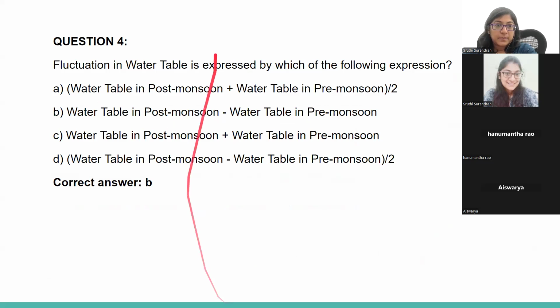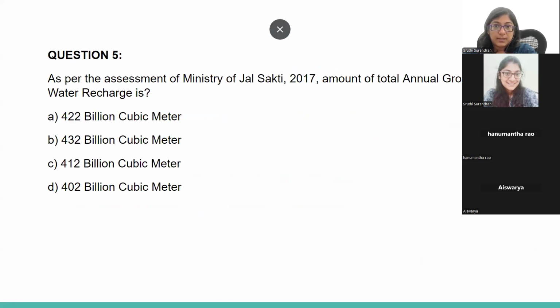Moving on. As per the assessment of the Ministry of Jal Shakti 2017, what is the amount of total annual groundwater recharge that has occurred? Again, this is something you'll only know if you've gone through the lecture series already. I think I'll just move on to the answer.